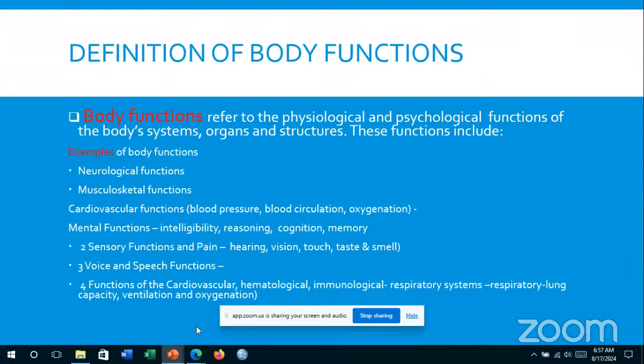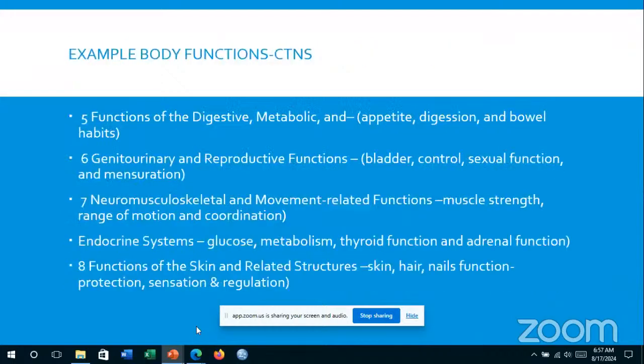Speech language therapists will use voice as an important key tool in determining the specific limitations in the functions of the body. Of course, Dr. Ojeto will further emphasize that there are cardiovascular functional limitations, hematological, immunological, respiratory functional limitations, capacity, ventilation and oxygenation, aerobic capacity, and so on and so forth. She went on to elaborate on that.